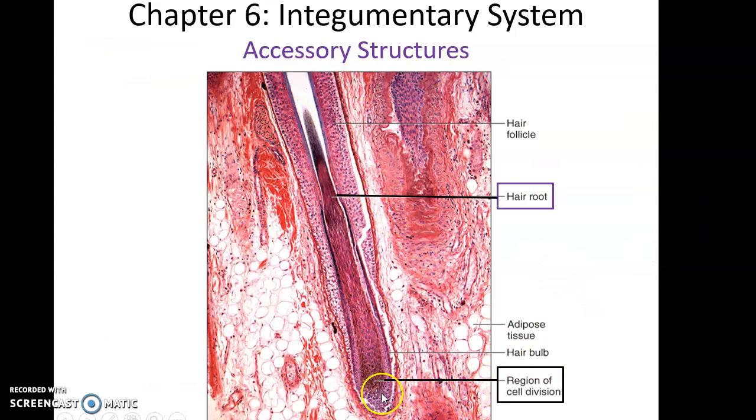Here's where the dividing region would be. Here's the hair follicle going around the outside. Here's the hair root in the middle.